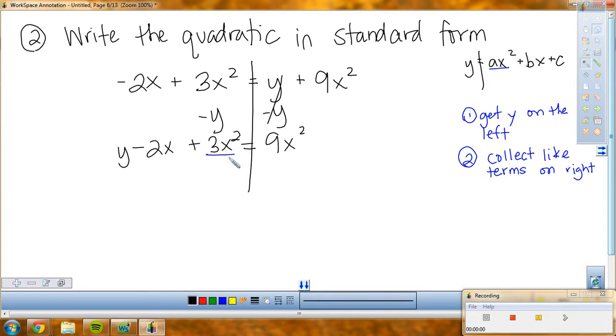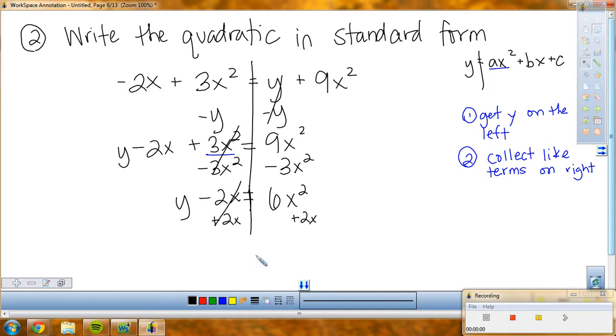So in order to get rid of my 3x squared, I'm going to subtract 3x squared and subtract 3x squared. So that's going to eliminate on the left-hand side, which leaves me with y minus 2x is equal to, and now I can combine my like terms. My 9x squared and my 3x squared have the same variable parts, so 9 minus 3 gives me 6x squared. And then I still want to be moving my x term over to the other side. So in order to get rid of a negative 2x, I'm going to add 2x to both sides.